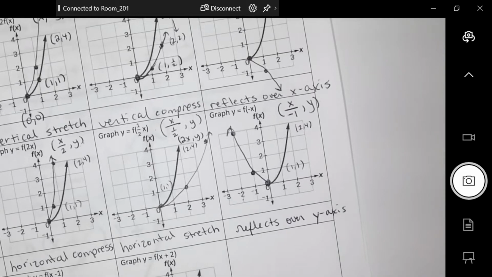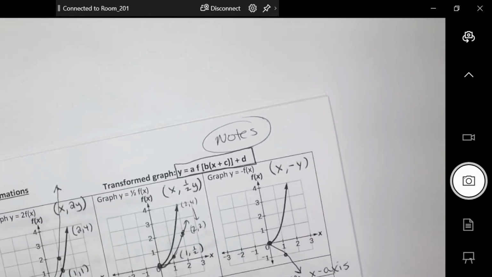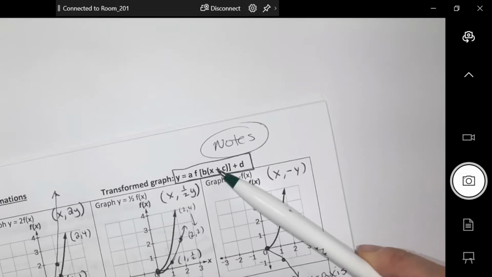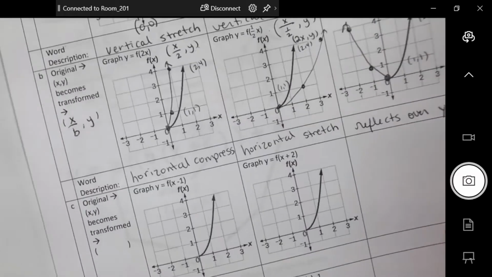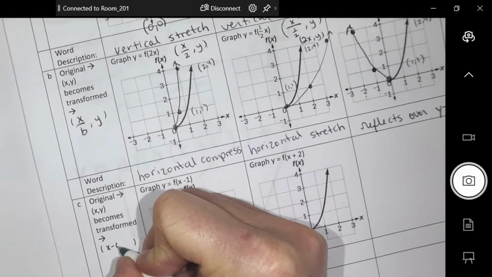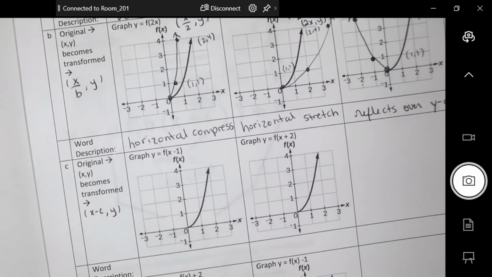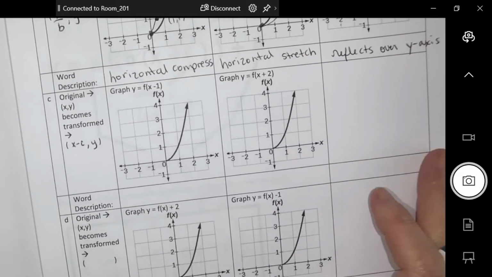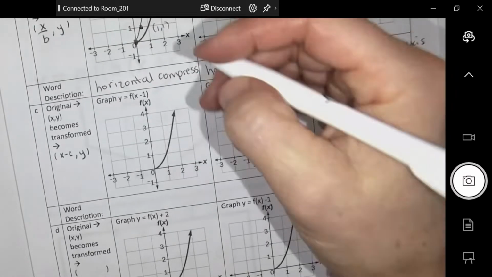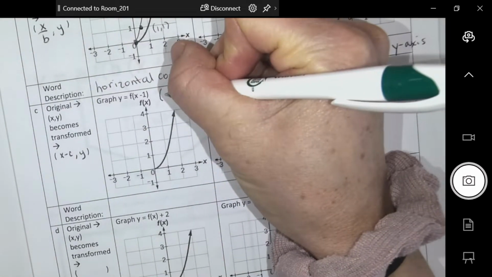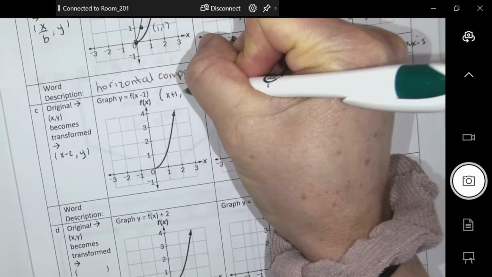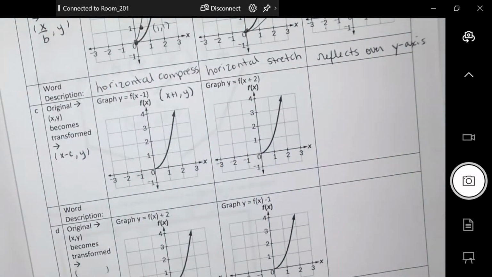Okay, so now we're going to go to the C. A C is on the X part, so we're thinking opposite. Opposite, opposite. So X minus C is how it changes. Okay, so here it's going to change X, so X plus 1. That's what's going to happen. The Y will stay the same, it will just change X.